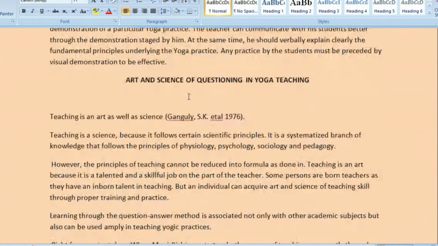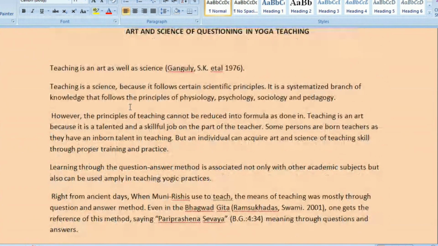Now, the topic is the art and science of questioning in yoga teaching. Teaching is an art as well as a science. Teaching is a science because it follows certain scientific principles. It is a systematized branch of knowledge that follows the principles of physiology, psychology, sociology, and pedagogy.